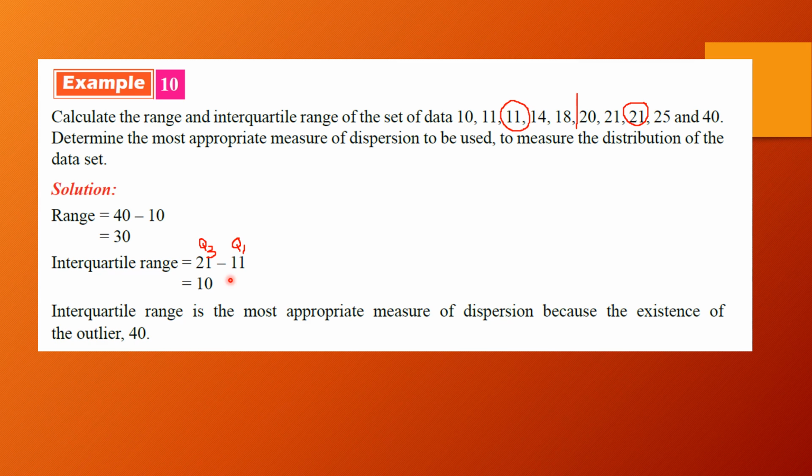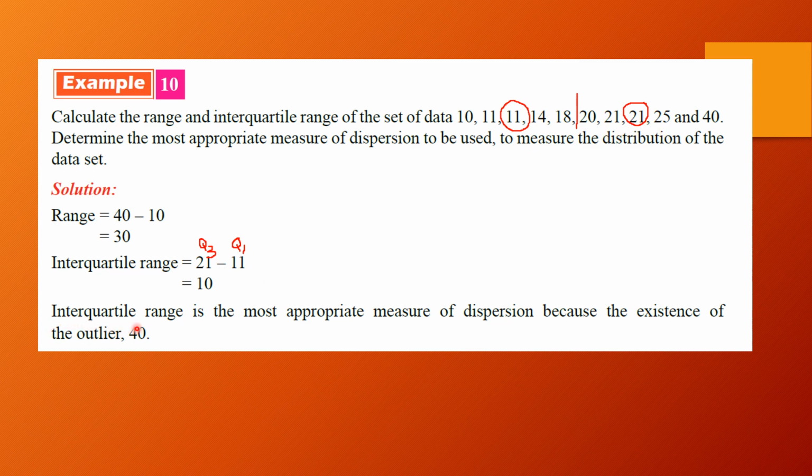So how to determine the appropriate measure of dispersion? We look at the data given. Here we got 10, 11, then you got 14, 18, 20, 21, 25, and suddenly you have 40. 40 with the other values differ a lot. The difference between 40 and the other values is quite large.